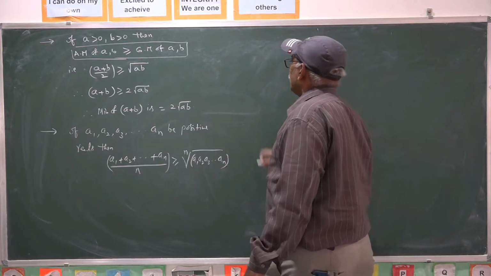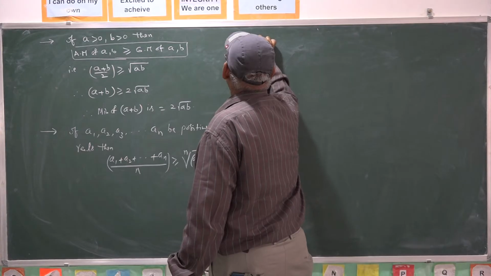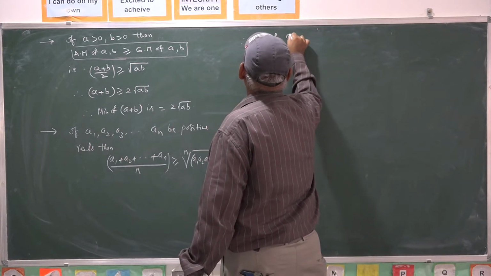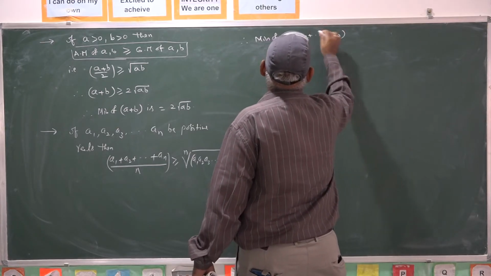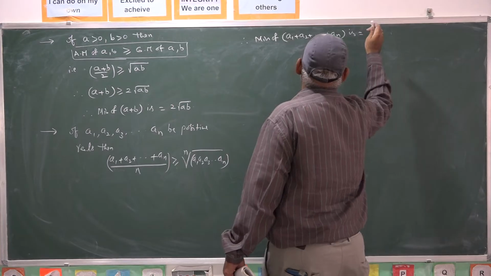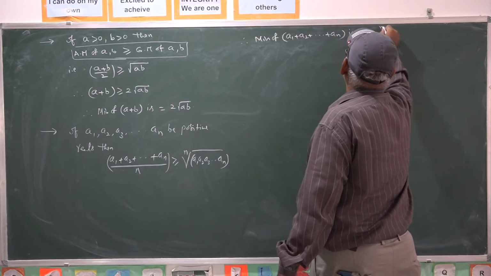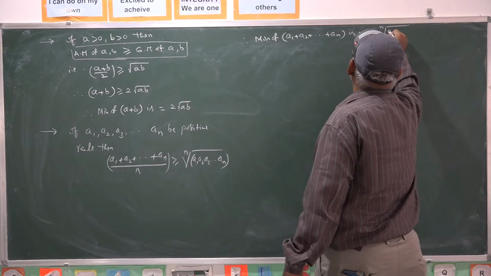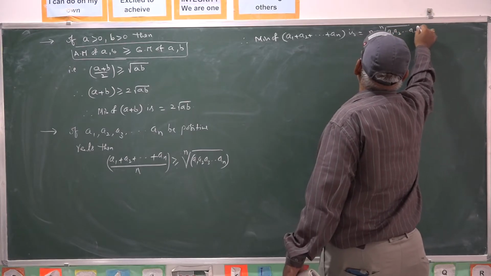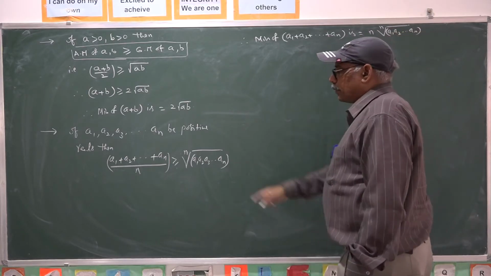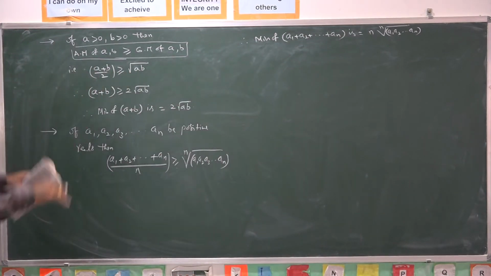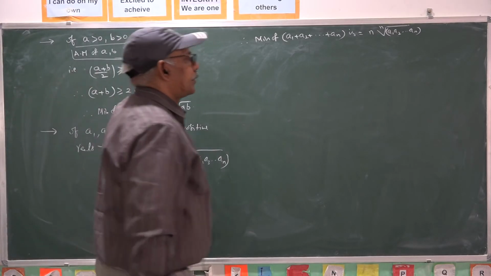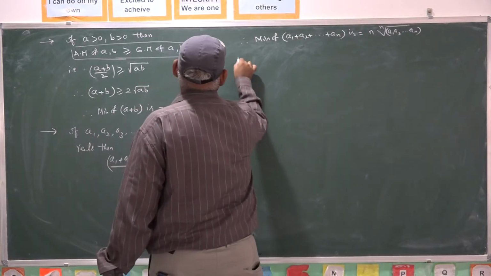So, you can say that the minimum of the sum of n positive reals is n times their geometric mean, that is the nth root of A1, A2, A3 and so on, AN. This is the minimum of the sum of n positive quantities. So, these are very important results.